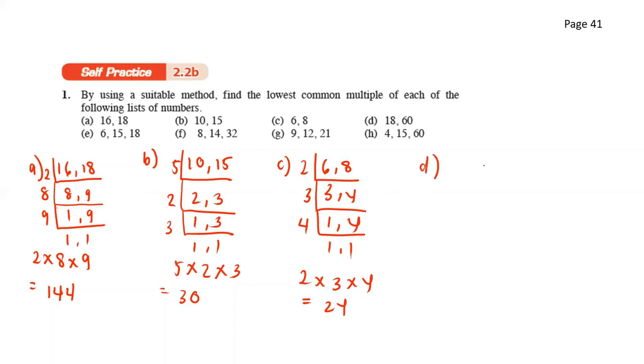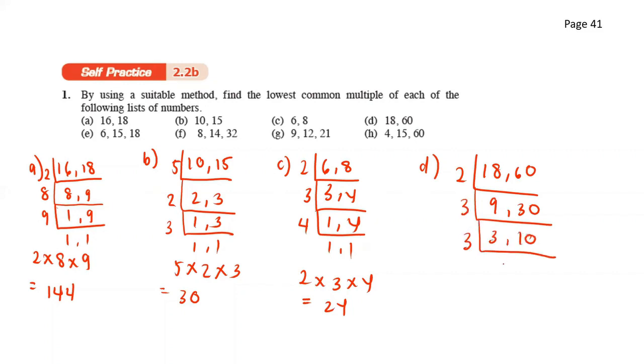Next for D, we have 18 and 60. So that will be divided by 2, giving us 9 and 30. This can be divided by 3, so 3 and 10. Then dividing it by 3 again will give us 1 and 10. And lastly, for this, we'll divide it by 10, giving us 1 and 1. So 2 times 3 times 3 times 10 gives us 180.